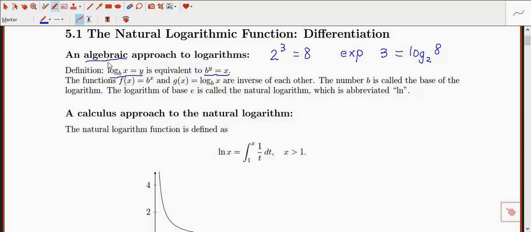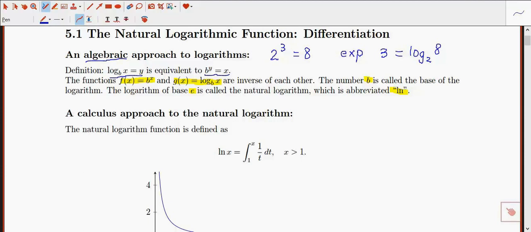In pre-calculus, we set the function f of x equals b to the x power and g of x equals log base b of x as inverses of each other. The number b is called the base of the logarithm. The logarithm of base e is called the natural logarithm, which is abbreviated ln. In today's lesson, we're going to take a calculus approach to the natural logarithm.